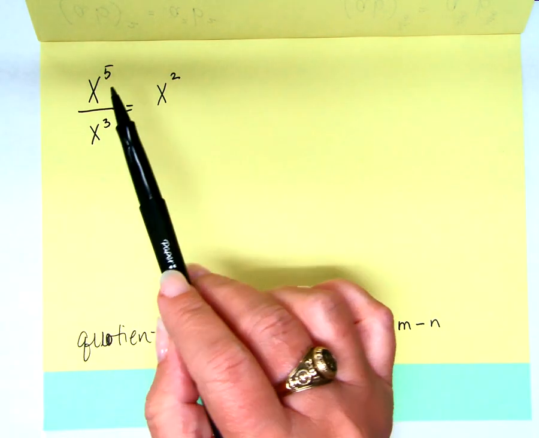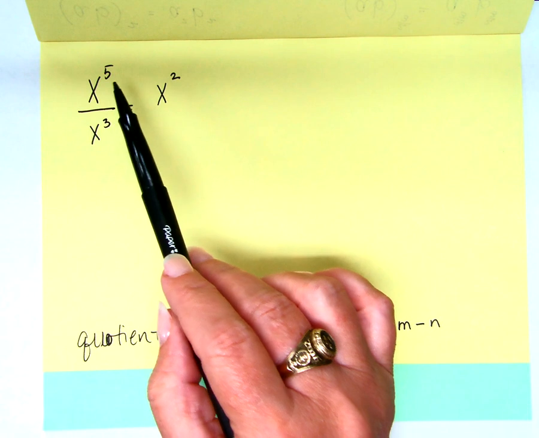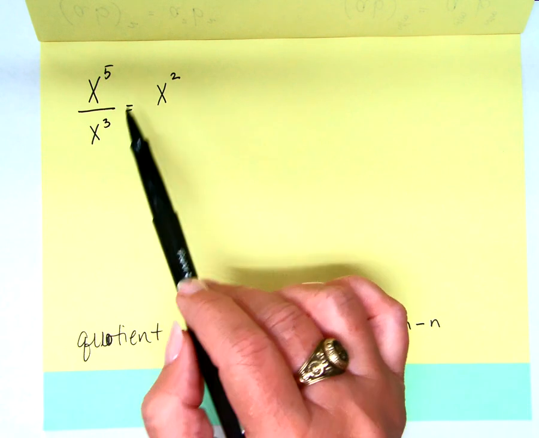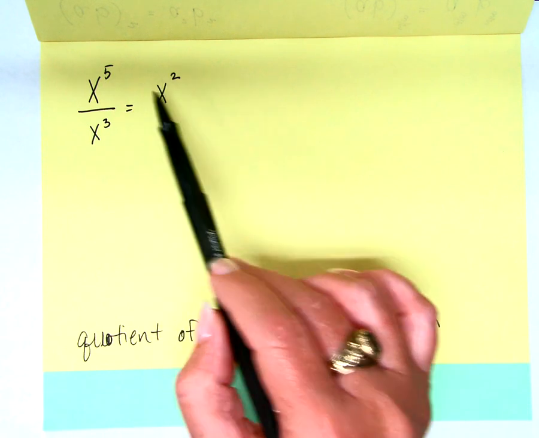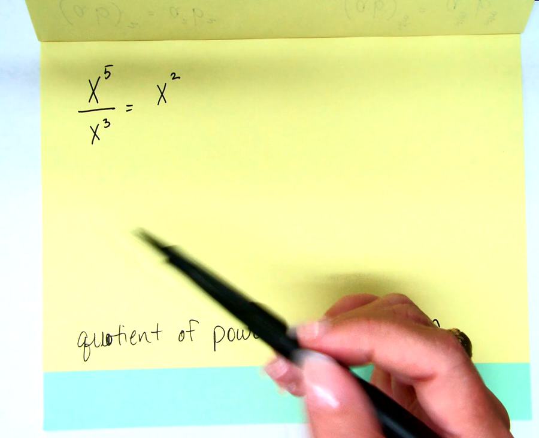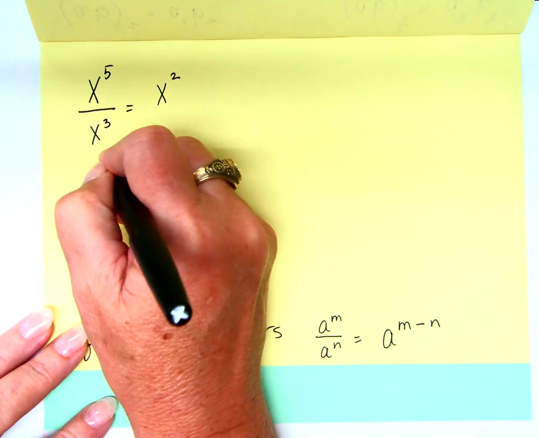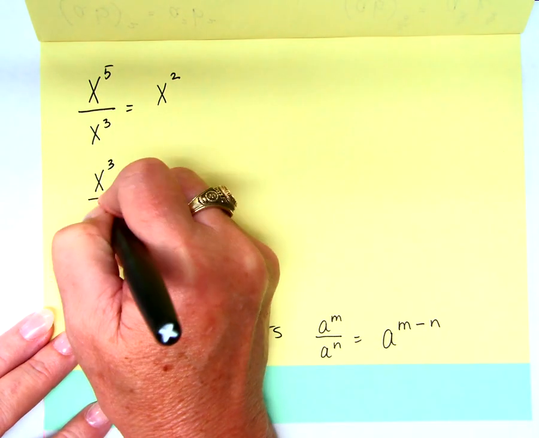Where was the bigger exponent? In the numerator, right? So I said 5 minus 3, and my answer was 2, so I left that in the numerator, right? Here's why I asked that. What if the problem looks like this?